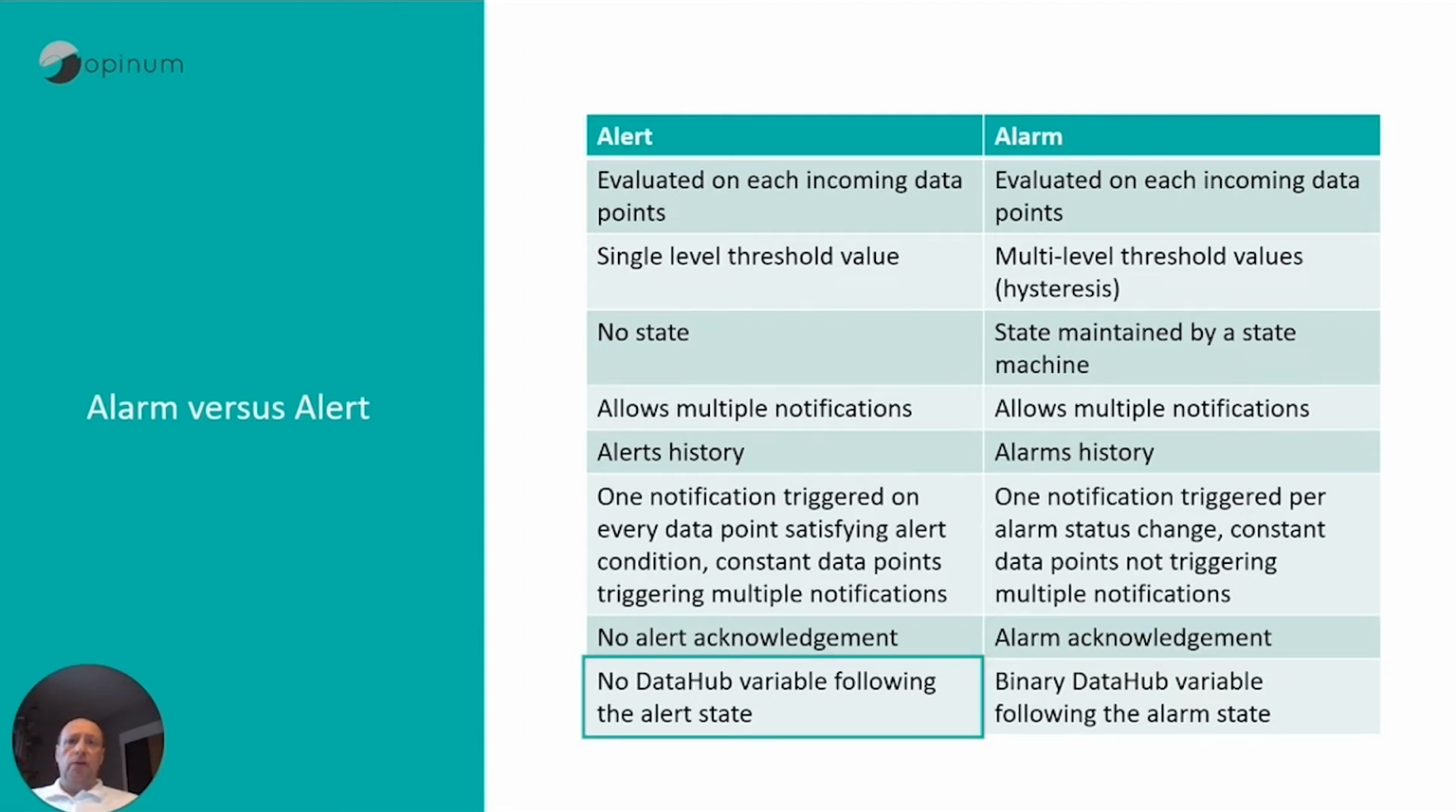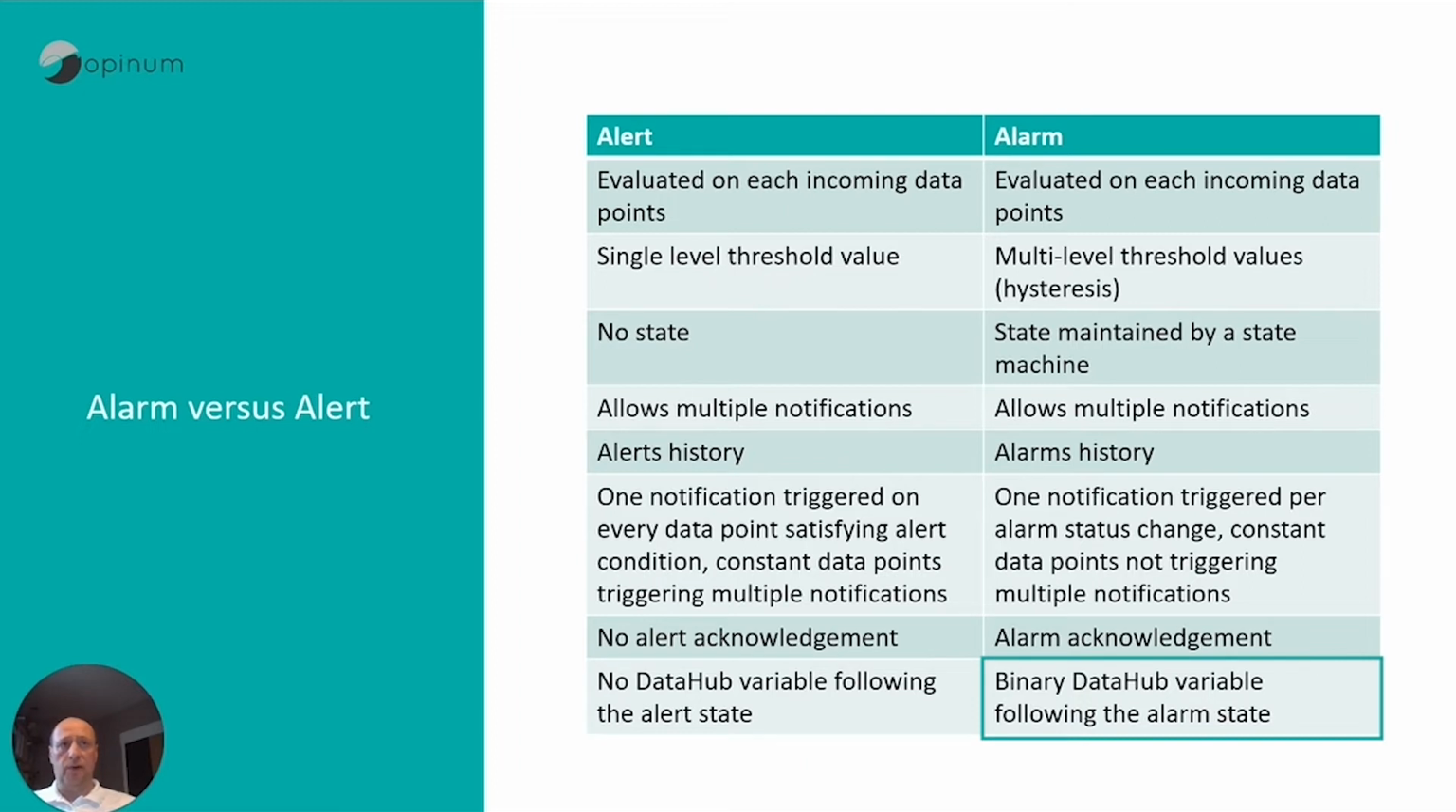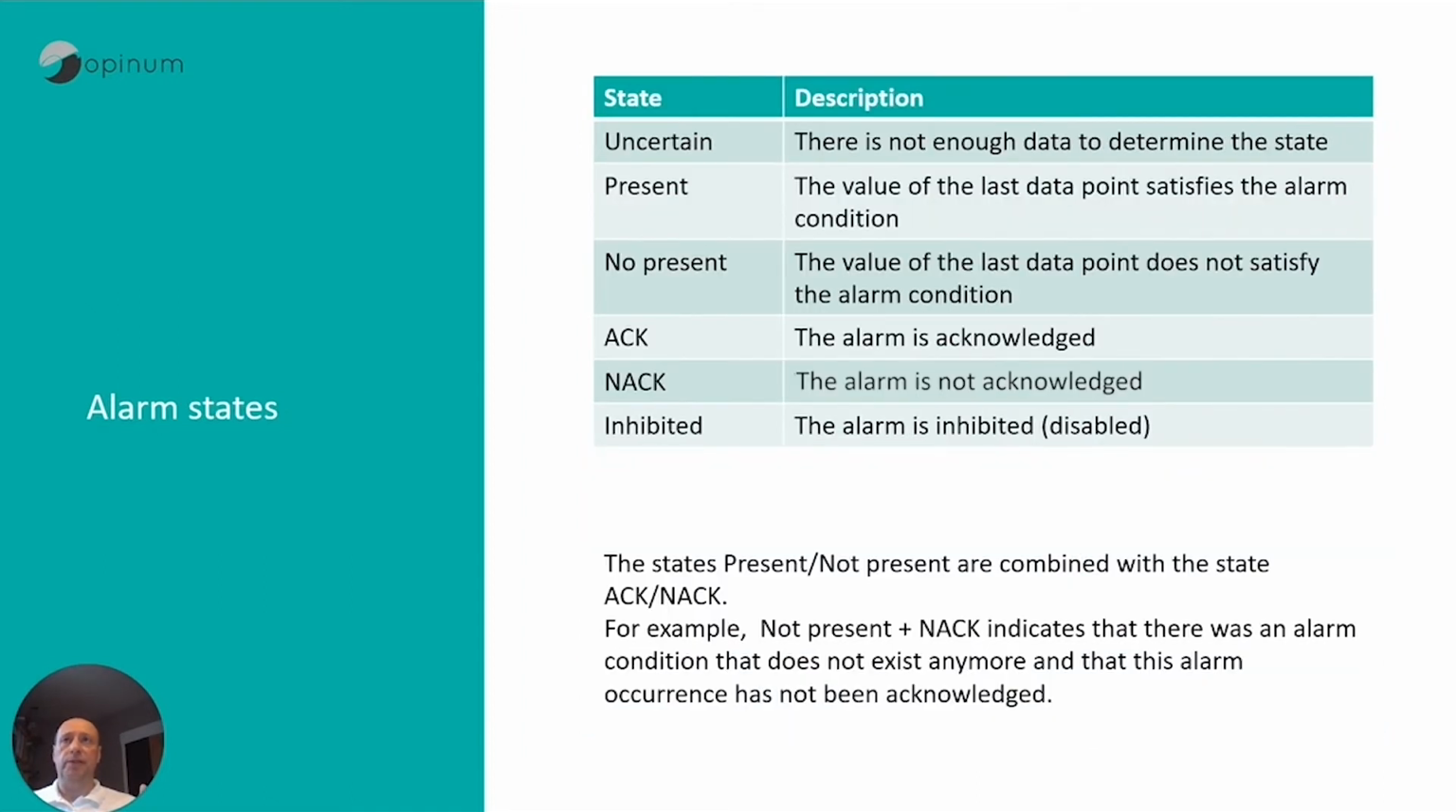The alert feature does not allow any Data Hub variable to follow the alert state, which is the case for the alarm. You can tie another variable to the alarm state. This variable will have a value of 1 if the alarm is present, or 0 if the alarm is not present.